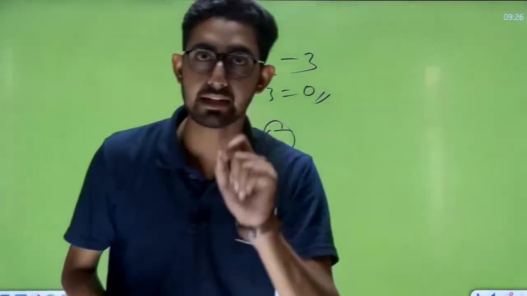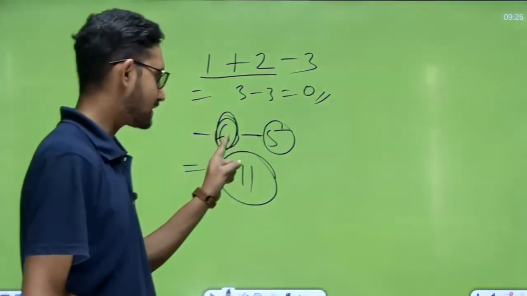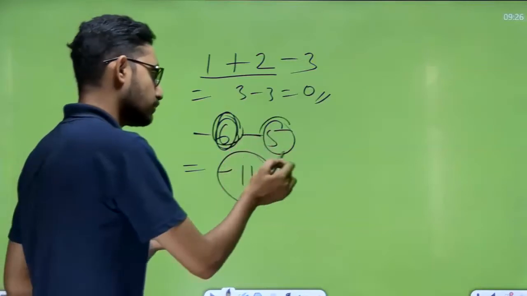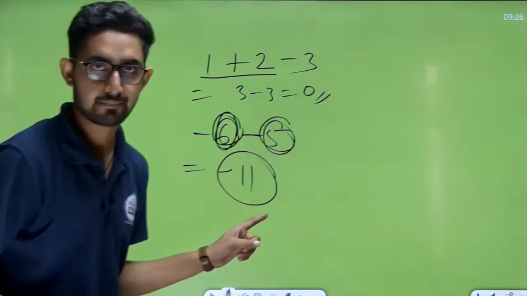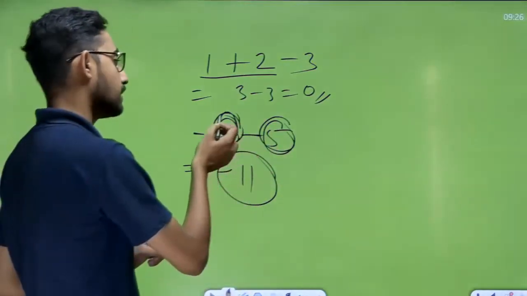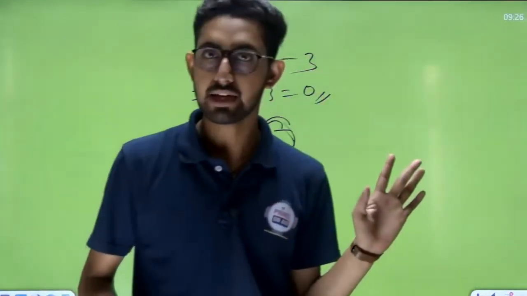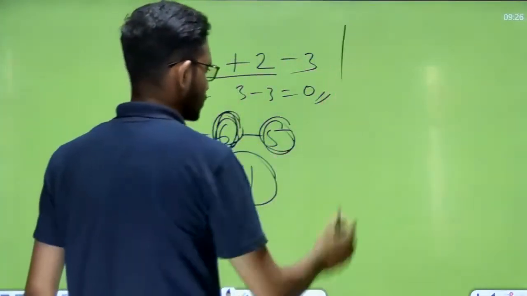Again I am telling you. First of all, minus minus plus, whatever your numbers will be, those should be added. 6 plus 5, 11. And before the bigger number, whatever sign is there, put the same sign. That is minus 11. Done. Okay. Now I will tell you another question.